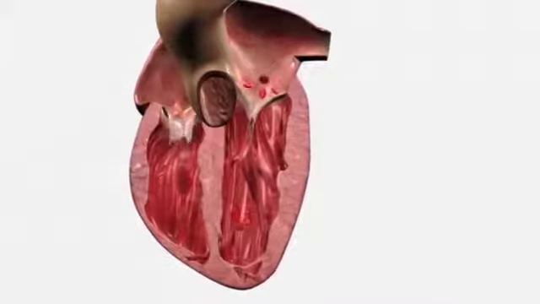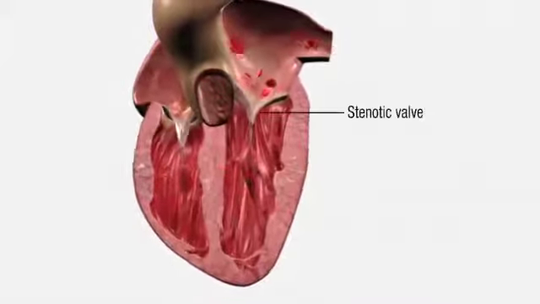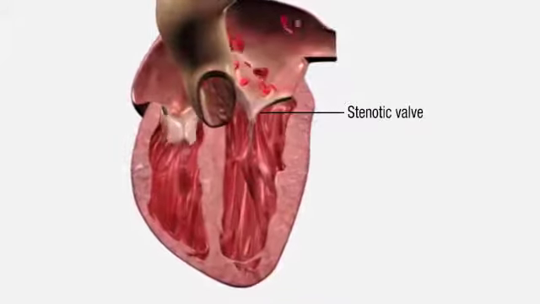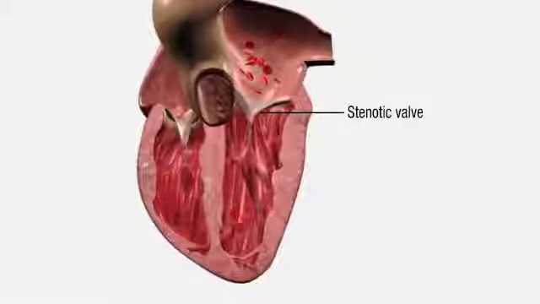Narrowing of the valve is known as stenosis. In mitral stenosis, blood is unable to flow past the narrowed mitral valve, and blood accumulates in the left atrium.